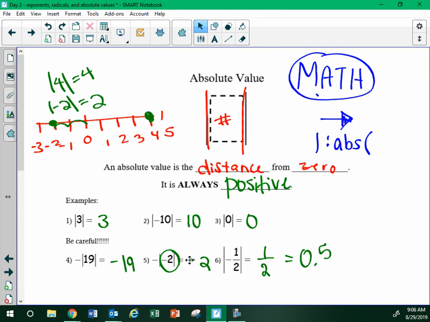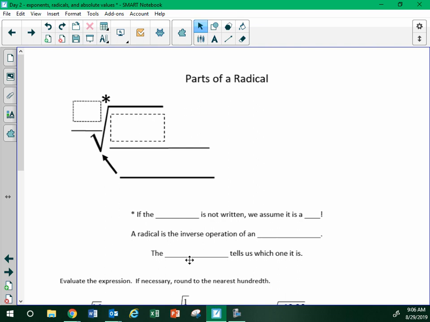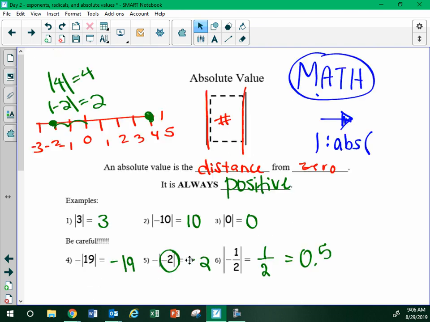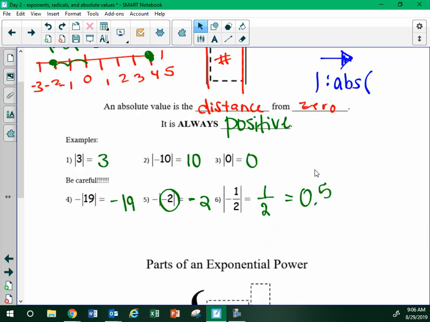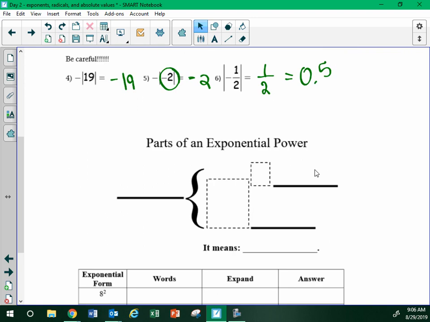Let's go ahead and scroll down. Whoops. Sorry, I changed pages rather than scrolling. All right, so now we have parts of an exponential power.